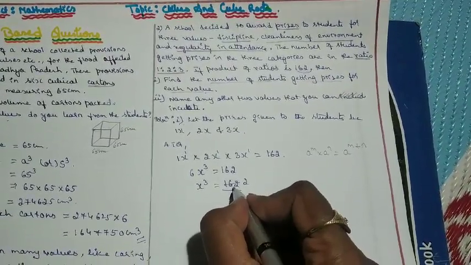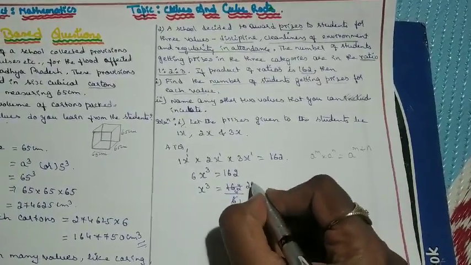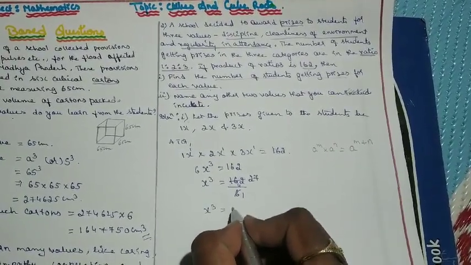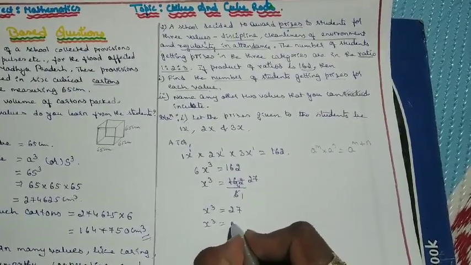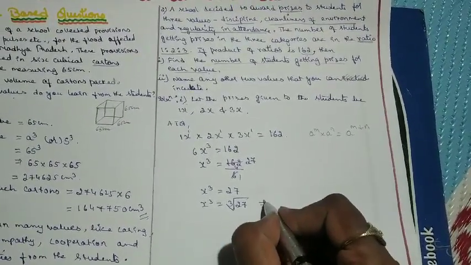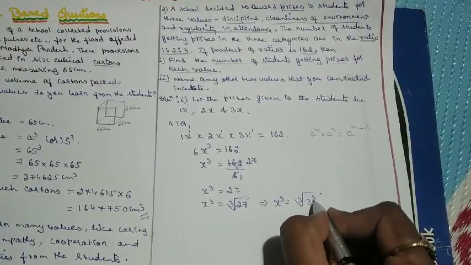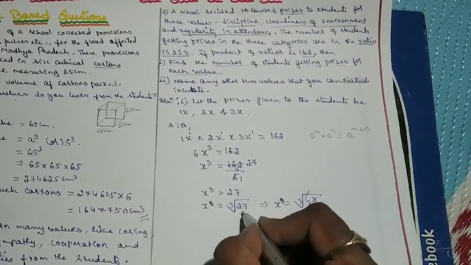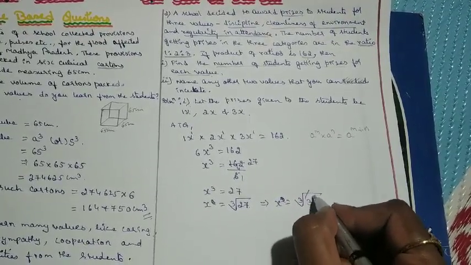Then here remains 4, 6 sevens are 42. 6 sixes are 36, 6 sevens are 42. Then x cube equal to 27. Then cube sending to the other side becomes cube root of 27. We know that 27 is a perfect cube. It is a perfect cube of whom? 3. Yes. Cube root of 3 cube. Then cube and cube root, here x equal to cube root of 27. Then x equal to cube root of 3 cube. Then 3 and cube root get cancelled.